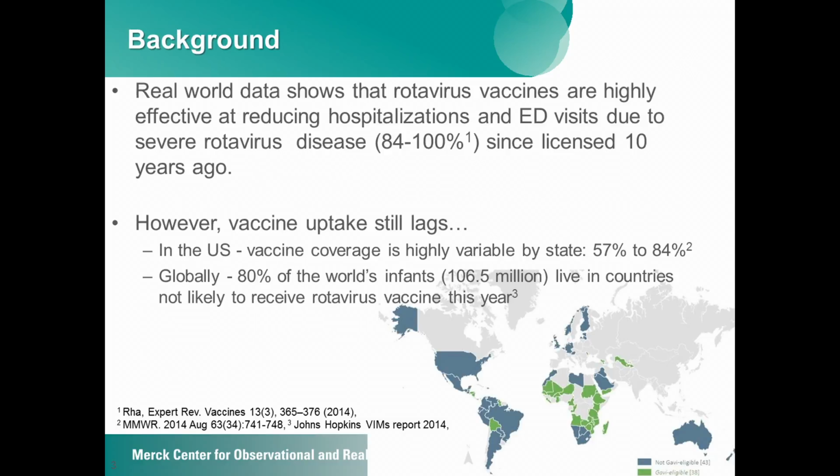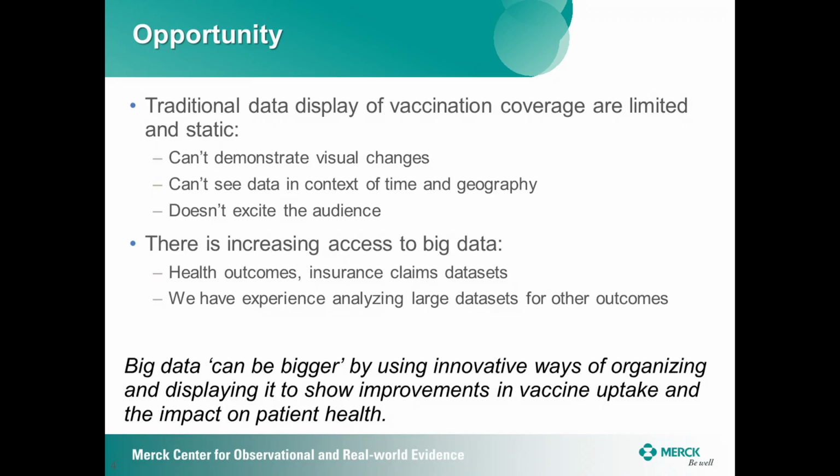The real world data that I talked about earlier shows that these vaccines are really effective. They're 84 to 100% effective at reducing hospitalizations due to rotavirus disease. But uptake still lags. The CDC, Center for Disease Control, statistics showed between 57 and 84% of kids are getting the vaccine. Not everybody gets the vaccine that they should be getting, and globally, not everyone's getting it. So we were really interested to understand, what does that look like? What are some of these patterns?